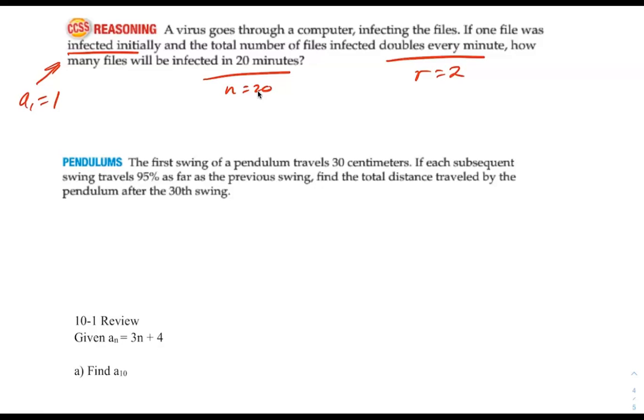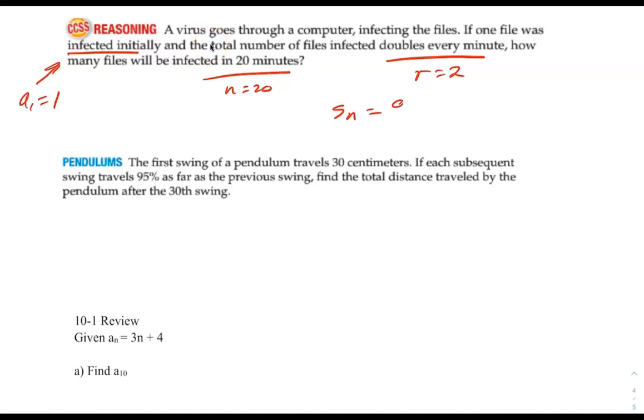So the question here is, do I do infinite, do I do sum, or do I do term? Now, how many files will be infected? I think the implication here is, it sounds like they want how many total files are infected in 20 minutes. So I'll do the sum for the first 20 minutes. If they want how many files are affected in the 20th minute, then they'll just do a term. So it's a little funky, but the general implication is the sum. So they want you to do this.